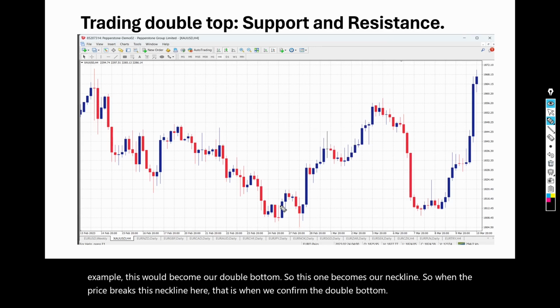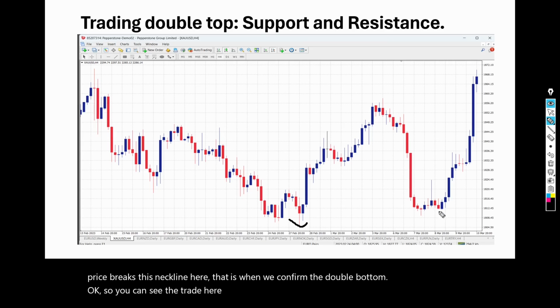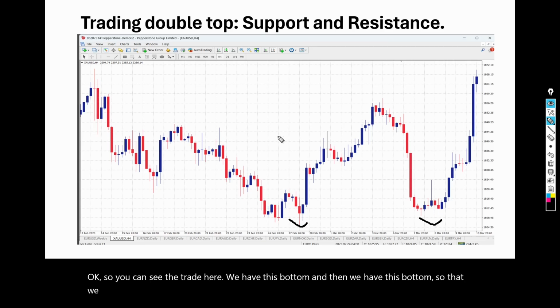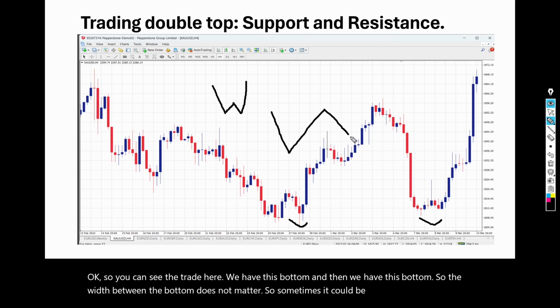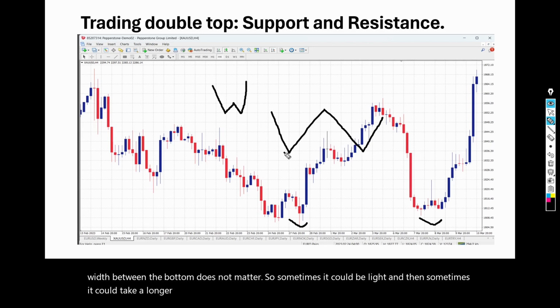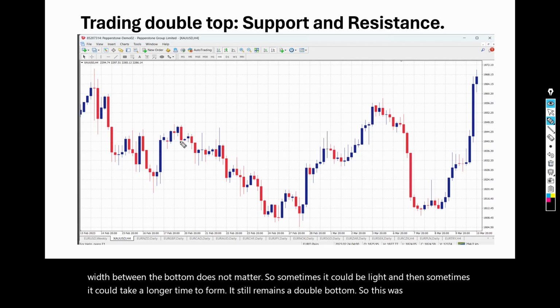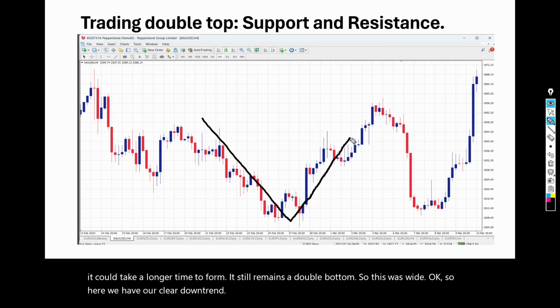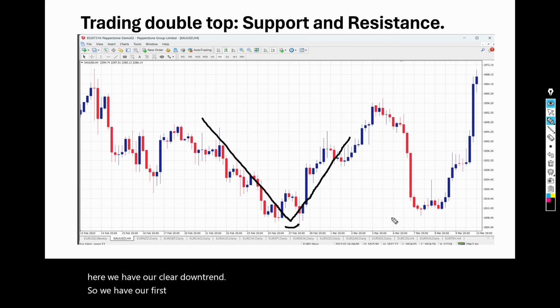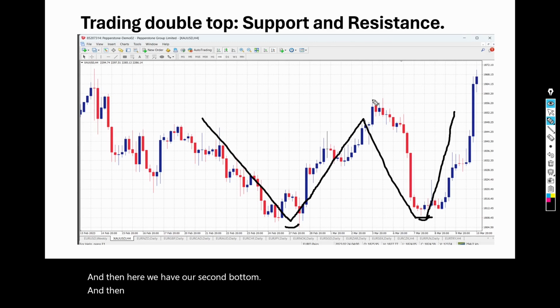Okay, so you can see that right here we have this bottom and then we have this bottom. So the width between the bottoms does not matter. Sometimes it could be light and sometimes it could take a longer time to form. It still remains a double bottom. So this was wide. Okay, so here we have our clear downtrend. So we have our first bottom and then here we have our second bottom. And then here we have a new rally up to this level.